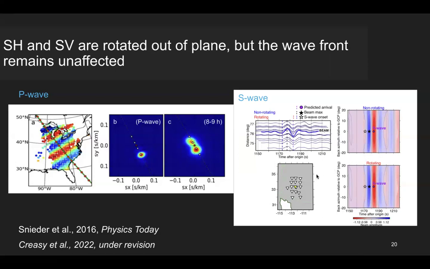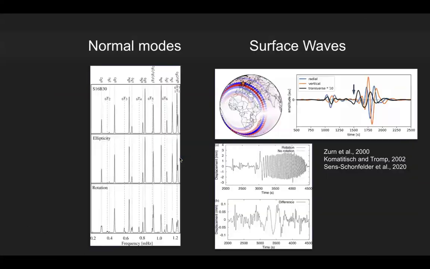We wanted to evaluate whether that would affect back azimuth estimation, and it doesn't. That's what we're showing here: the beams, and then the stacks of back azimuth versus time for the rotating case and the non-rotating case, and we could find no difference between the two. That agrees with this previous study as well: there's no deflection of the wavefront.